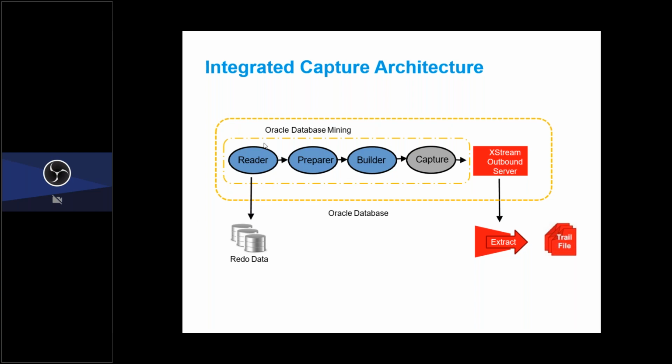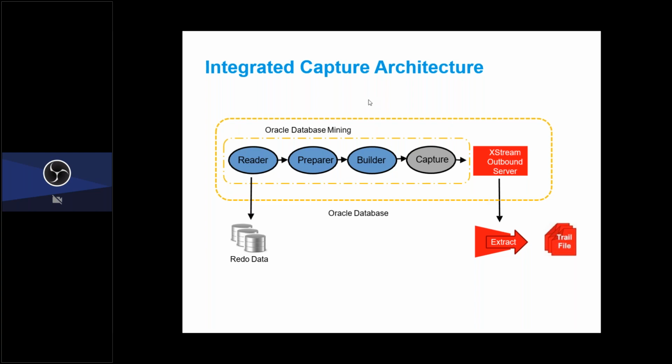First is reader. Reader process reads the data. Preparer process prepares the data. Builder process builds the data in the form of LCRs, and then capture process sends it to extract process. So these are the 4 internal processes which are involved in integrated capture.